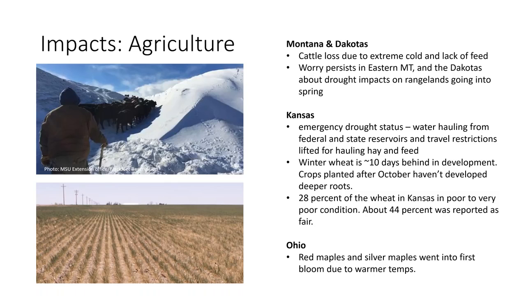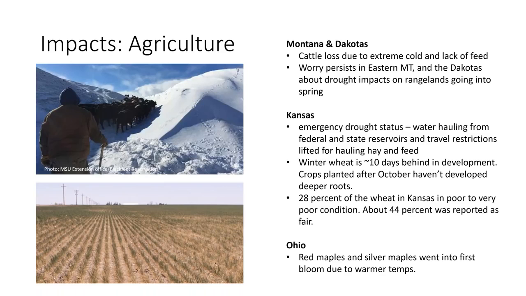At this time, winter wheat is about 10 days behind in its development. And really the story is that crops planted after October really haven't had time to develop deeper roots because of the precipitation deficit. There was some deeper moisture prior to October associated with some late summer rainfall, but crops that weren't planted early haven't developed those deeper roots. So 28% of wheat in Kansas is in poor to very poor condition, and about 44% was reported as fair.